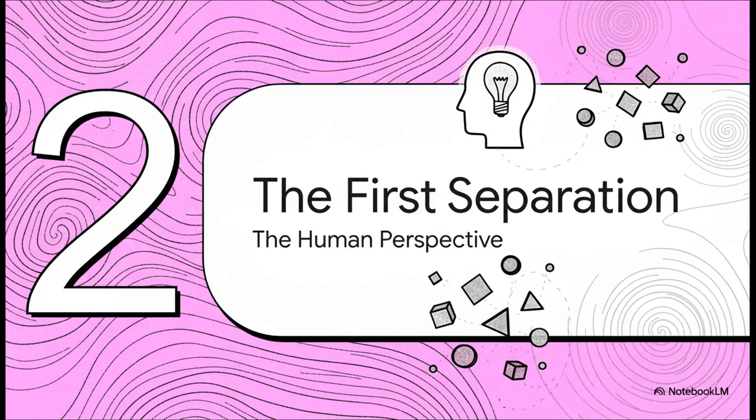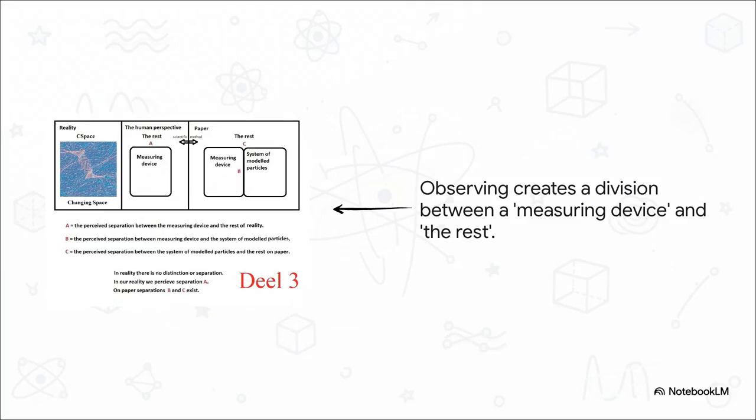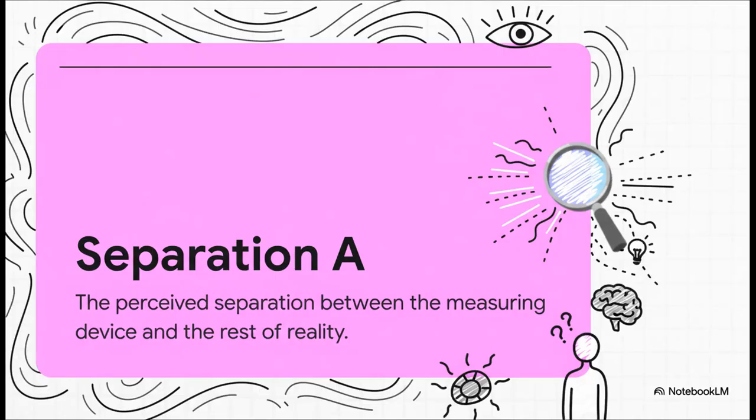So, how do we get from that seamless, undivided whole to the world of separate objects that we all experience every day? Well, the very first cut into reality isn't made in some high-tech lab. It's made by our own minds. The second we decide to observe something, we make the very first split. The moment you choose to focus on a thing, doesn't matter if it's a particle detector or just the coffee cup on your desk, you are conceptually carving it out from everything else. You create a division between a subject and an object. And this is what the model calls separation A.